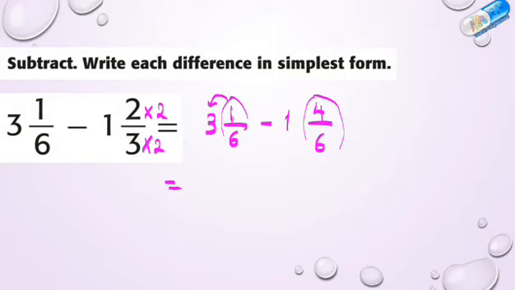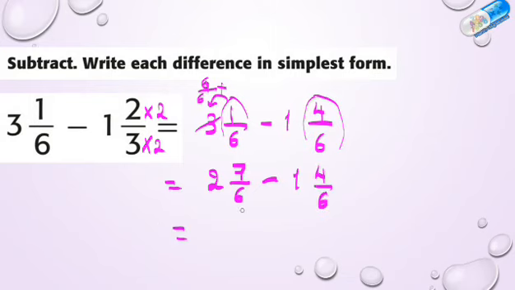So we're going to rename this. The 3 will give the 1 over 6 a whole 1. And the whole 1 means 6 over 6. Now 6 over 6 plus 1 over 6 will become 7 over 6. And the 3, after it gave 1, became 2. So this is called renaming of mixed numbers. So it became 2 and 7/6 minus 1 and 4/6.